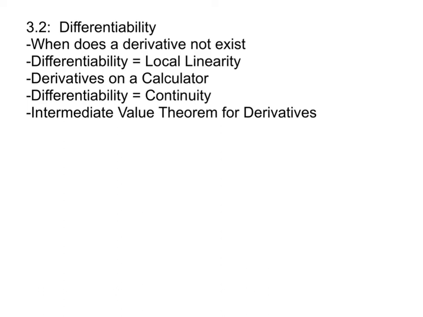Hi, we're going to be talking about section 3.2 from your book, differentiability. We're going to look at when a derivative does not exist, and some different definitions of differentiability, like meaning it's locally linear, and that it must be continuous if it's differentiable. We're going to look at how to calculate derivatives on a calculator, and the intermediate value theorem for derivatives.